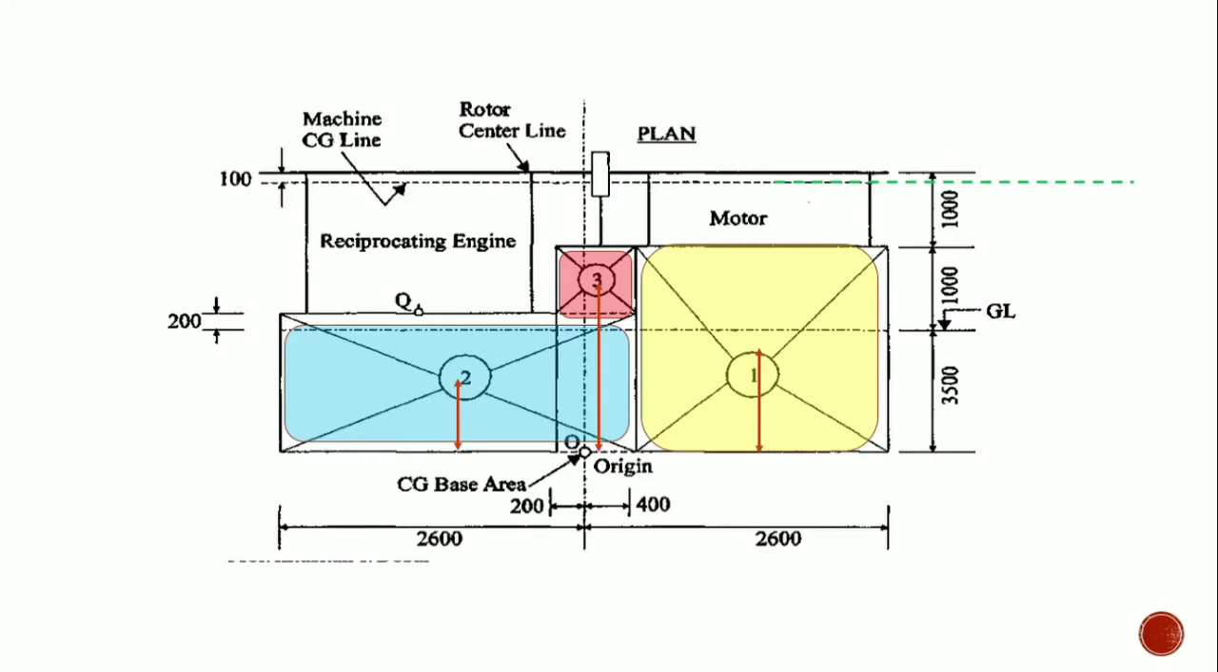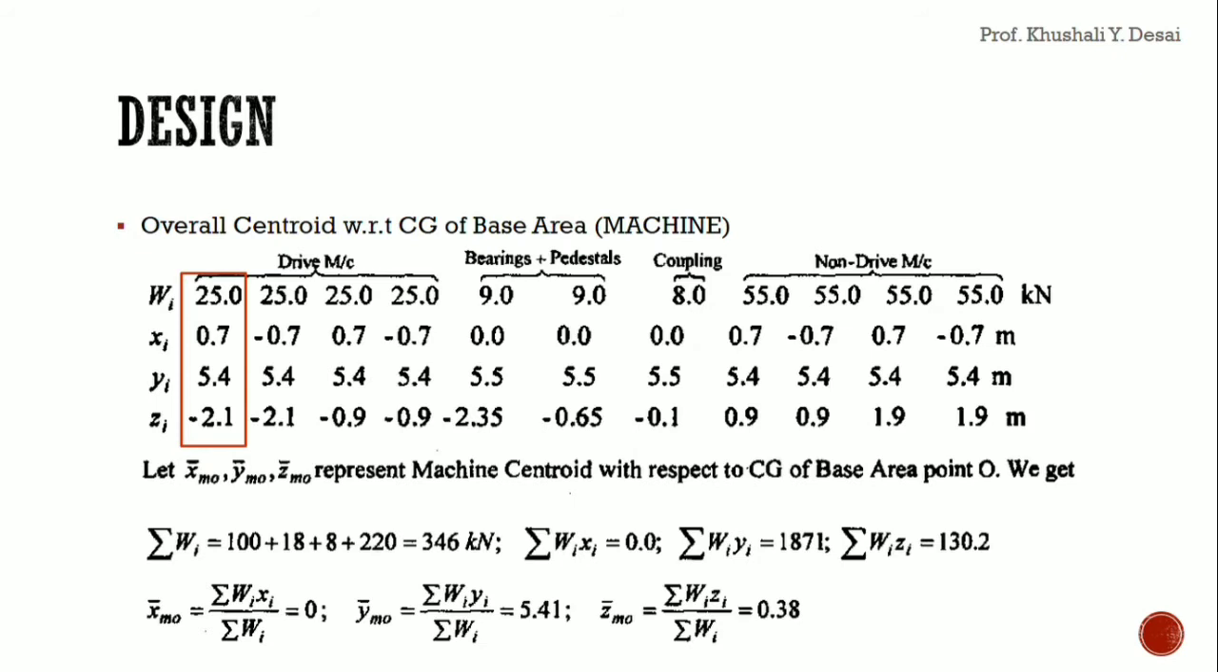Similarly, in elevation, we are talking about motors, so in elevation the CG lies at 3500 plus 1000 plus 1000 minus 100, because the machine CG line is 100 mm lower than the rotor center line. So net will become 5.4. So it is 0.7 in X, 5.4 in elevation, and minus 2.1 in Z.